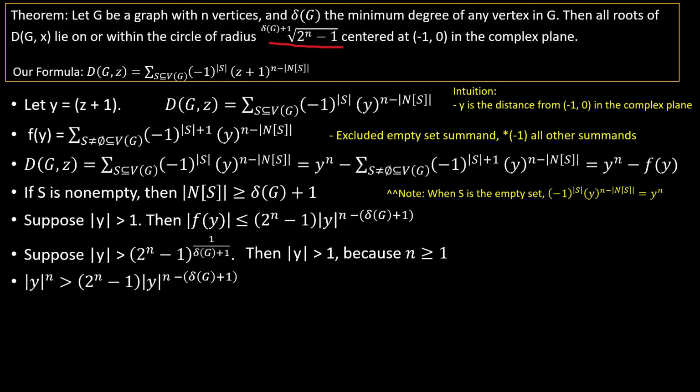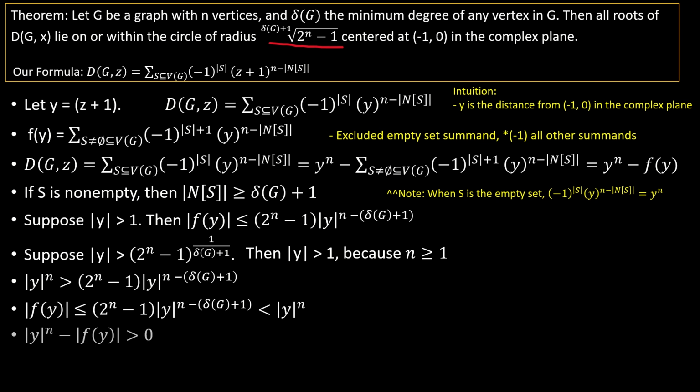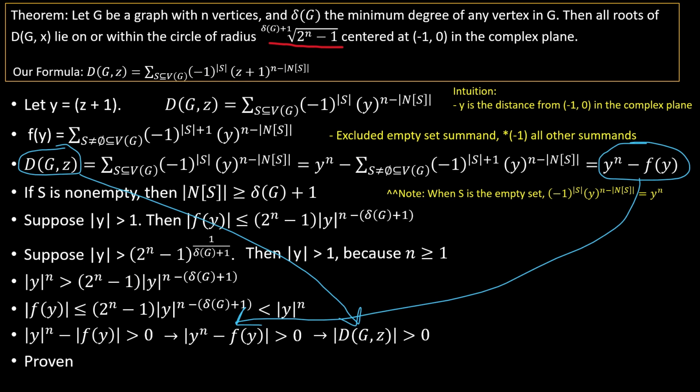Putting it all together into one string of inequalities, we can see that the absolute value of y to the power of n minus the absolute value of f of y is positive, meaning that the absolute value of the difference between y to the n and f of y is also positive, implying that D(G, z) is non-zero when y, the distance of z from the point (-1, 0) in the complex plane, is greater than the radius stated in our theorem.